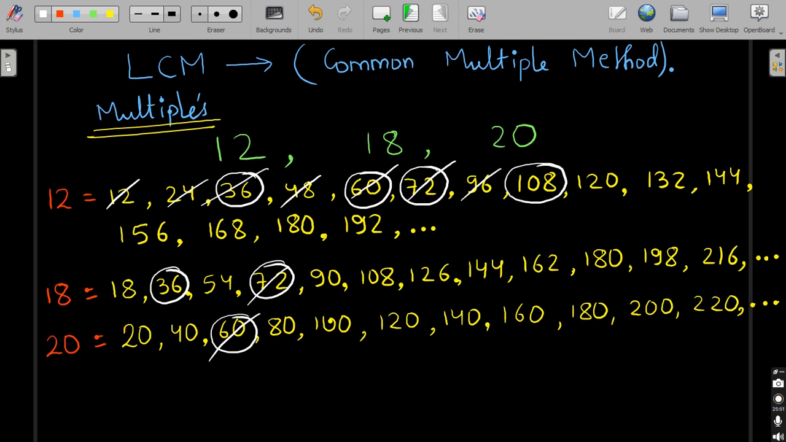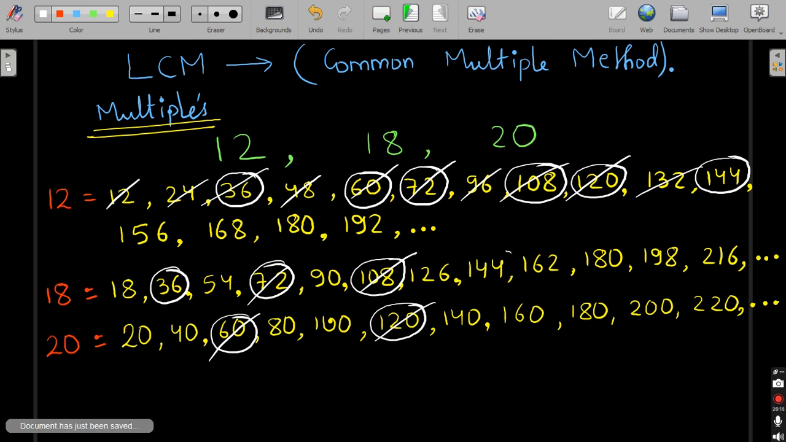108, yes, 108 is there in the 12 table, 108 is there in the 18 table, but in the 20 table it is not there, so I will cancel. 120, yes, 120 is there in the 12 table, 120 is there in the 20 table, but 120 is not there in the 18 table, so again I will cancel. Again 132, 132 is not there. Again 144, yes, 144 is there, and 144 is also in the 18 table, but in the 20 table it is not there. Again I will cancel this number. Again 156, 156 is not there.